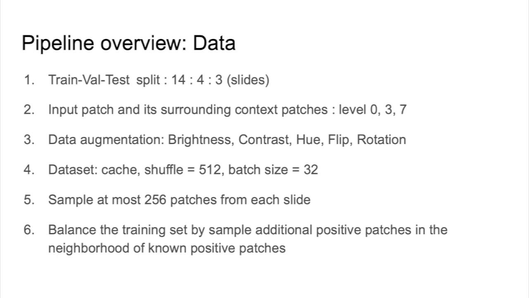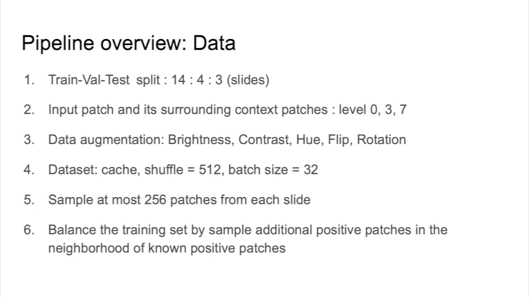I used 21 slides from the dataset, and 14 of them are used for training, 4 are used for validation, and 3 are used for testing. The input patch is from level 0, and its surrounding context patches are from level 3 and level 7. I use data augmentation where the brightness, contrast, and hue are adjusted randomly, and the patches are also flipped and rotated.